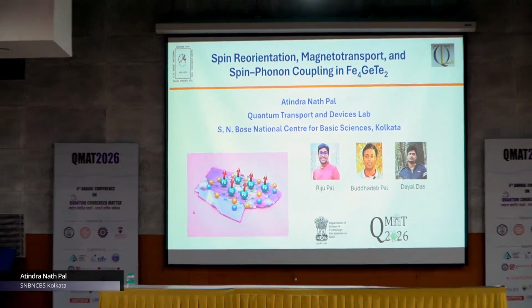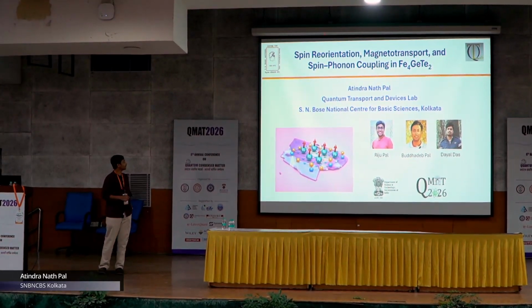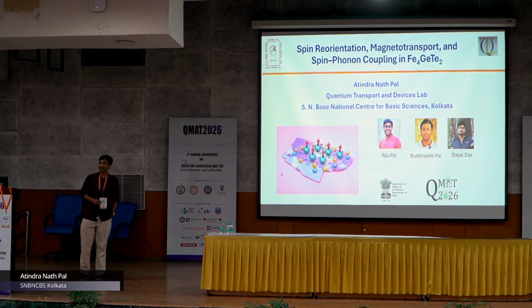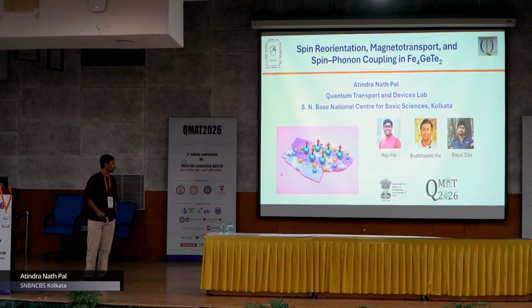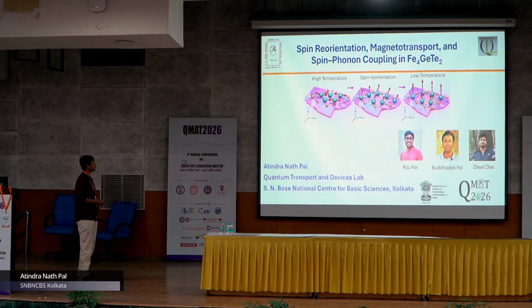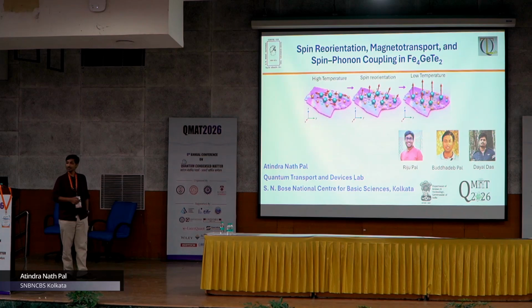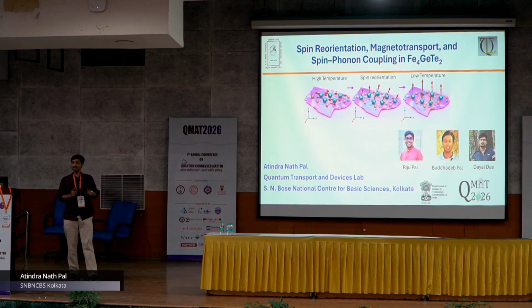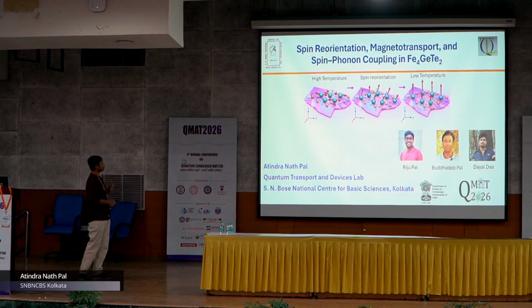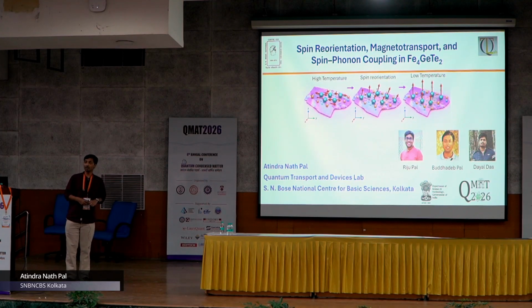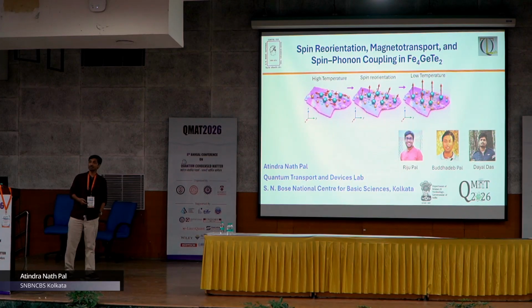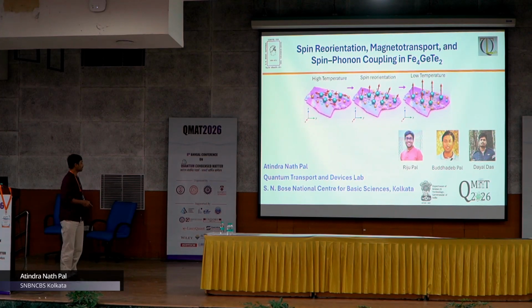So today's topic is a very interesting 2D ferromagnet like Fe4GeTe2, which is a near room temperature van der Waals ferromagnet. These ferromagnets show very unusual properties: if you reduce the temperature, the easy axis of the ferromagnet goes from in plane to out of plane, and this is called a spin reorientation transition. Although spin reorientation is not a new phenomenon, in this material I will show you some unusual phenomena which arise in this material system.